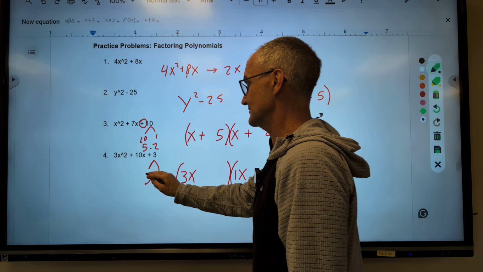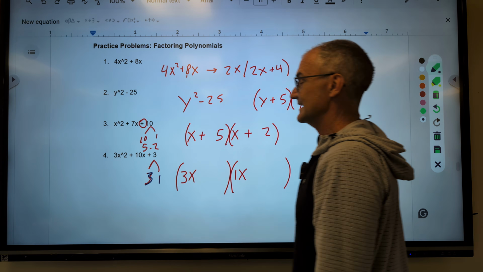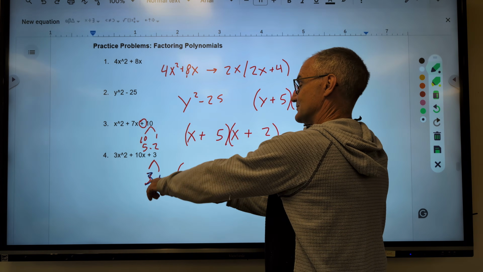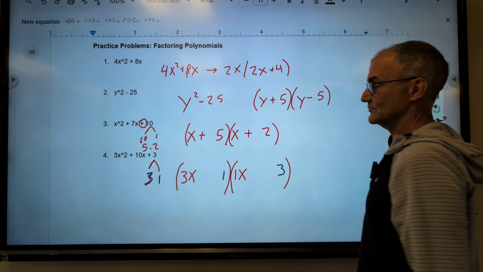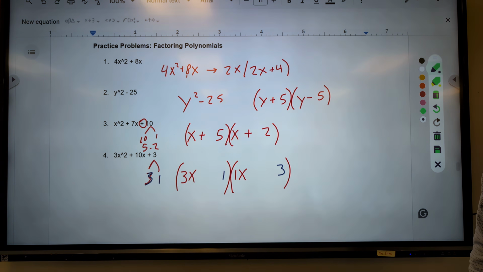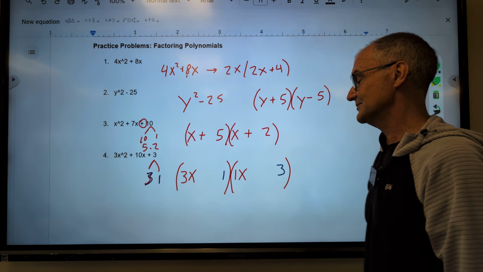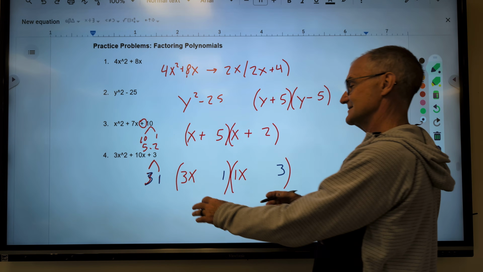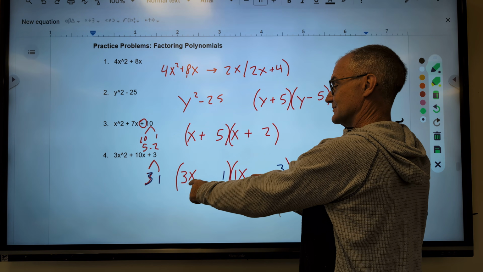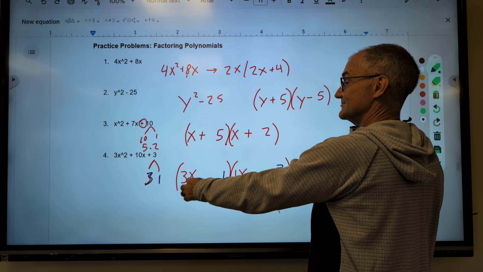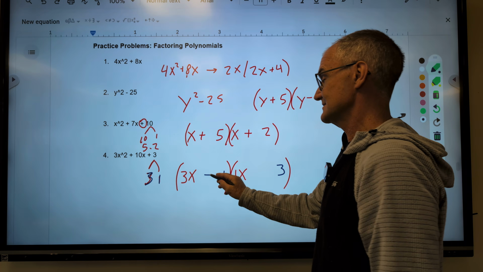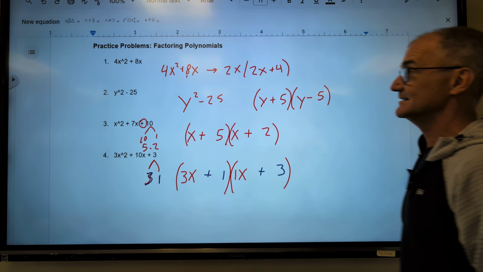So I factor this 3 to a 3 and a 1. I could see that 3 has to be coupled with this 3 to give me a 9 plus a 1 to give me that 10. So 3x squared plus 10x plus 3. Let's double check this. 3x squared, that works, plus 1x plus 9x gives me 10x plus 3. So they both have to be positive there.